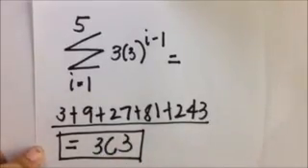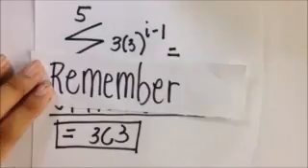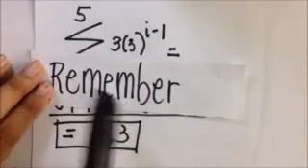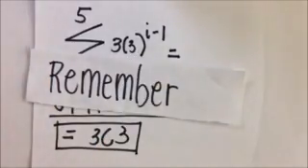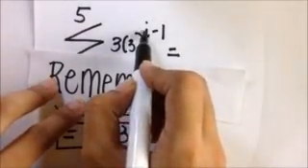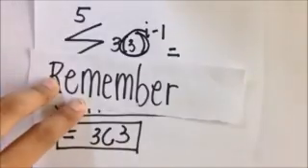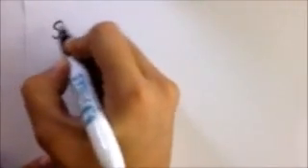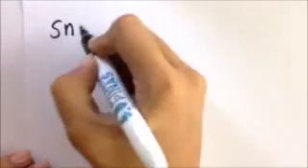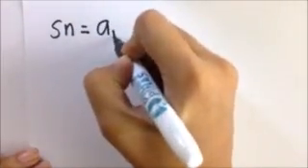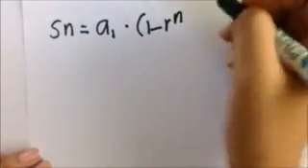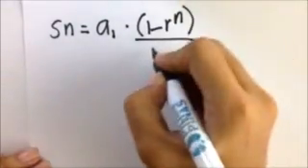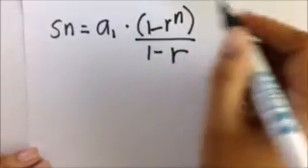But there is a simpler way to solve it. Remember, the common ratio is always inside the parentheses. So the common ratio of our notation is 3. This time, we are going to use the formula Sn is equal to a1 times 1 minus r raised to n over 1 minus r.